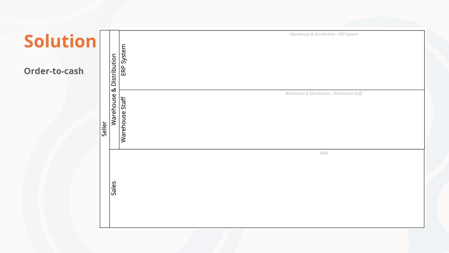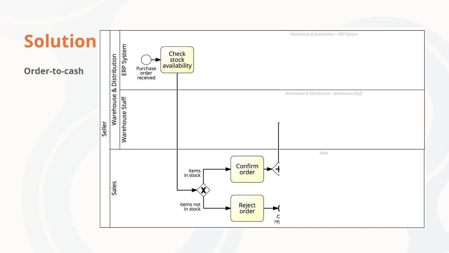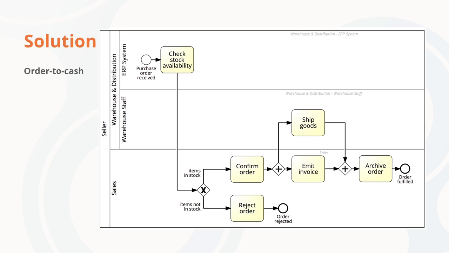So now that we have defined the pool and the lanes within this pool to represent the various resource classes that are involved in the execution of this order-to-cash process, we can lay down the control flow. So we can specify events, activities, and gateways and their connections. This process starts at the ERP system of the warehouse and distribution department, where a module of the ERP system is demanded to check stock availability.